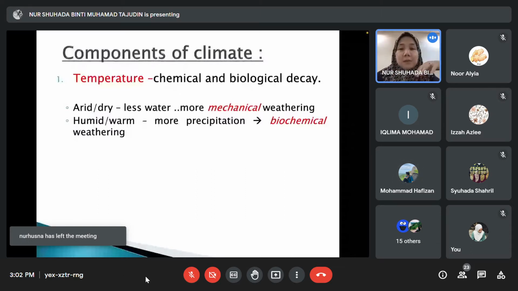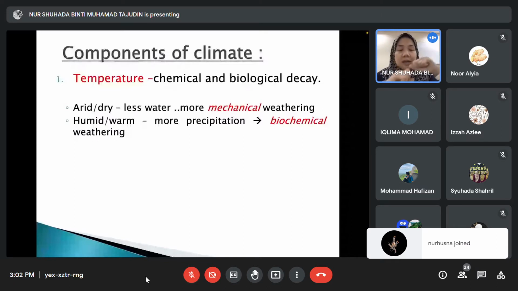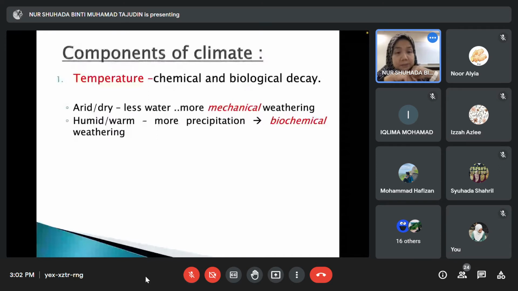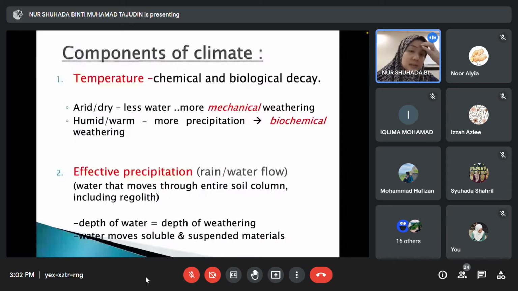But when you talk about biochemical, it is chemical reactions. Then we have effective precipitation, the water, the rain, the water flow. So this is a part of the components of the climate.